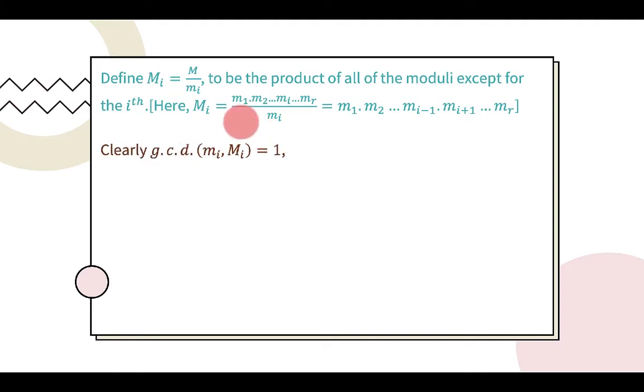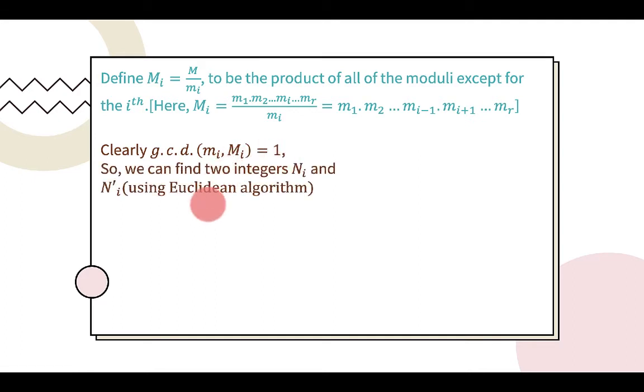Then, the GCD of small mi and capital Mi will be equal to 1, since small mi and m1 are relatively prime. Similarly, small mi and m2, these two numbers are also relatively prime to one another, and so on. Capital Mi is relatively prime to each factor in this product, so that small mi will be relatively prime to capital Mi. That is, the GCD of small mi and capital Mi will be equal to 1.